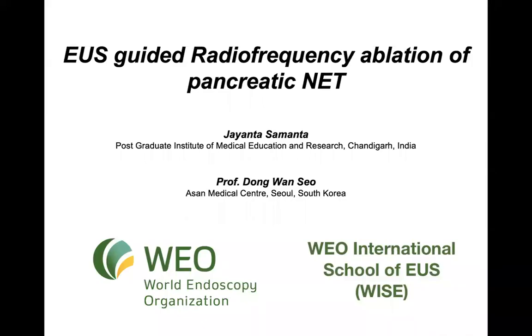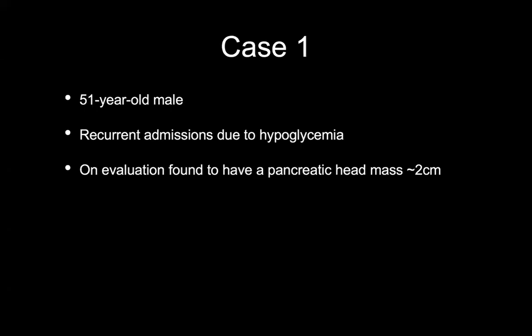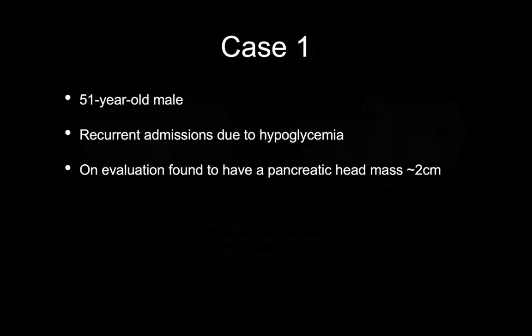EUS guided radiofrequency ablation of pancreatic neuroendocrine tumor. The first case is a 51-year-old gentleman who had presented with recurrent admissions due to hypoglycemia and on evaluation was found to have a pancreatic head mass of approximately 2 centimeters.